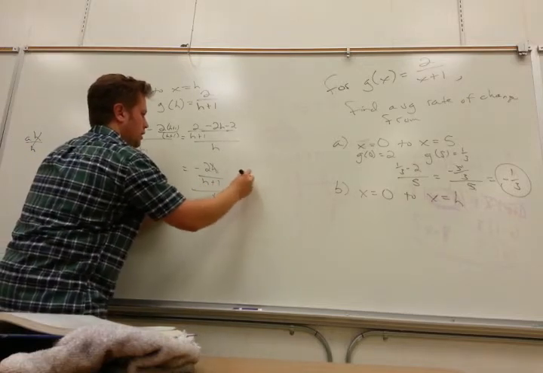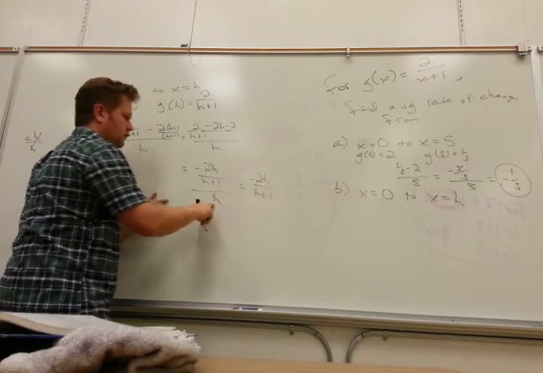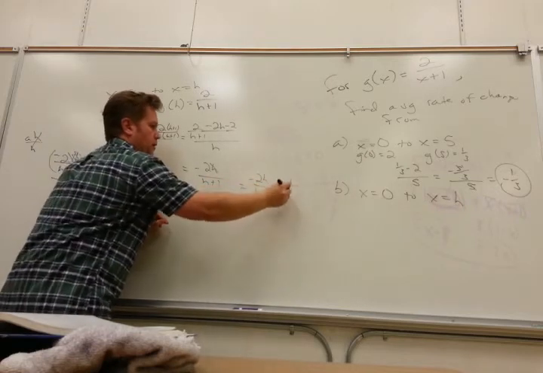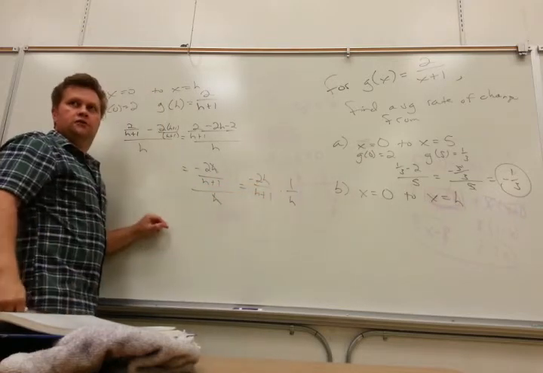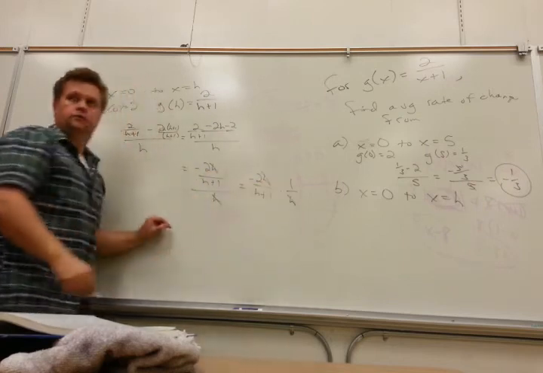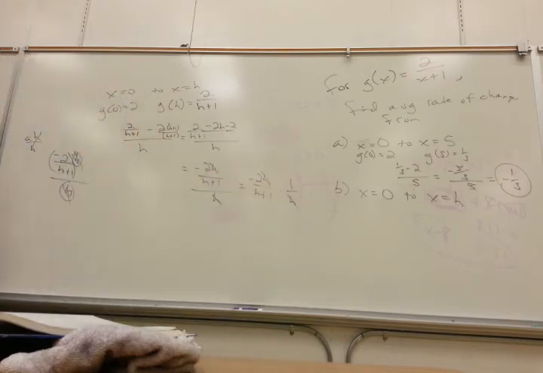If you don't like that, you can just use the rule directly. Dividing by h is the same as multiplying by 1 over h. And the h's still go away. Cool. Is that right? Yeah.